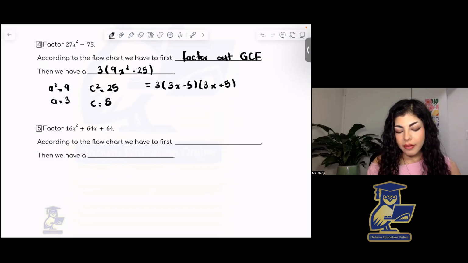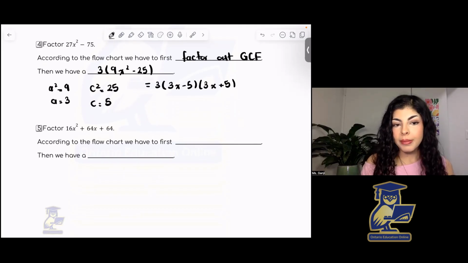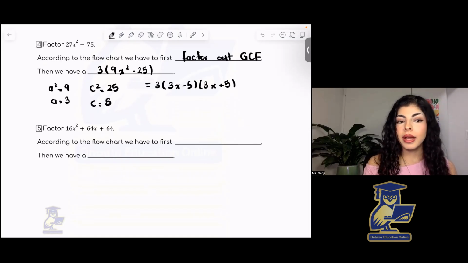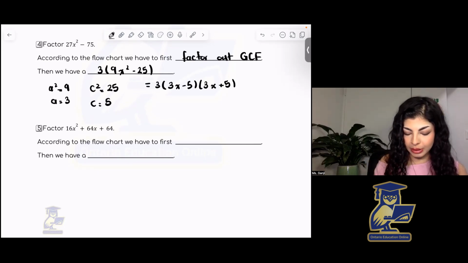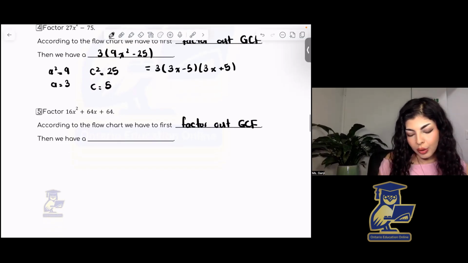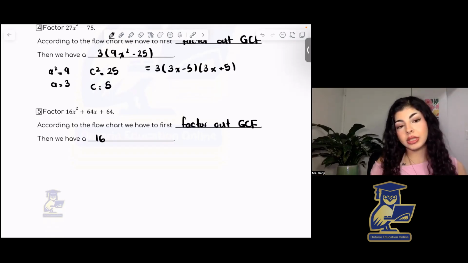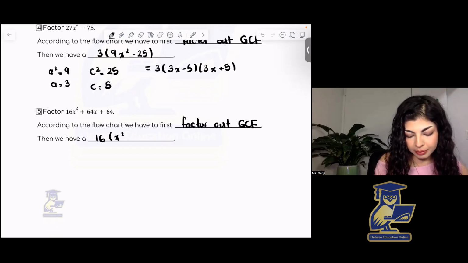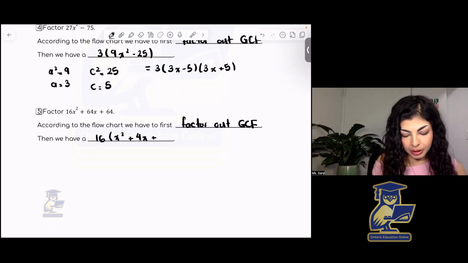Now, our next expression, factor 16x squared plus 64x plus 64. So already, the fact that these are even numbers, I know I have a greatest common factor. So here, there is a number greater than 2 that would divide all of these 3 terms. So take a moment to think about what that number could be, because first we have to factor out the greatest common factor. So you should have gotten that the greatest common factor is actually 16. And if you factor that out, we get x squared plus 4x plus 4.